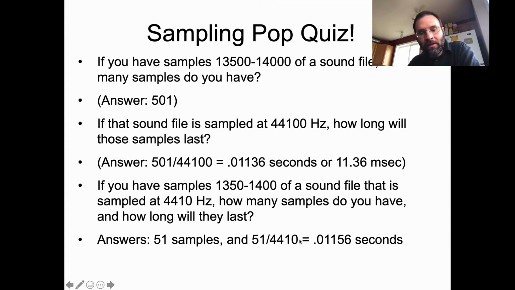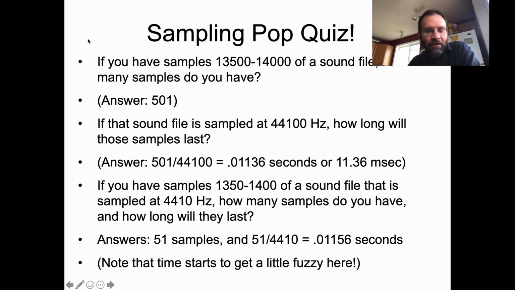And then divide that by the overall amount of samples you get in a second. It's 51 divided by 4410. I get 0.01156 seconds. So it's not totally exactly the same number here because we're losing some information basically. So time is going to get a little bit fuzzy as we do this. Also, the representation of the sound can get fuzzy, which is a little more important for our purposes.